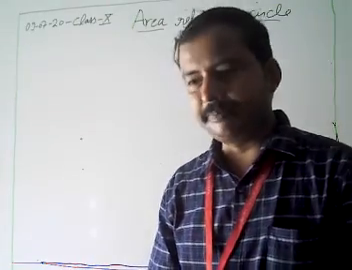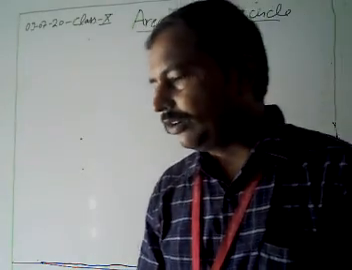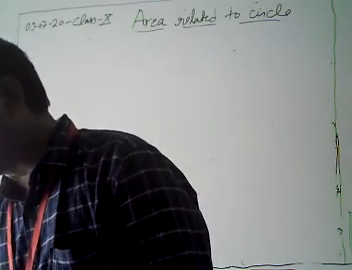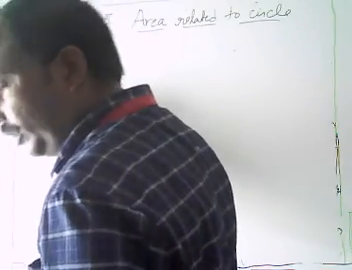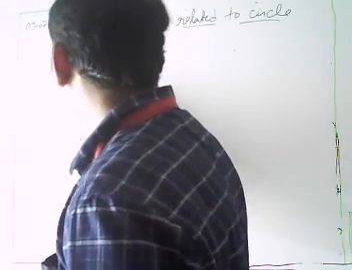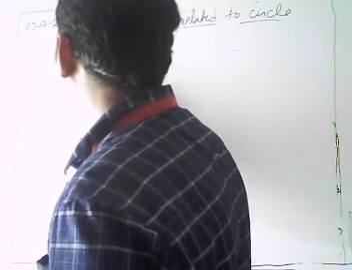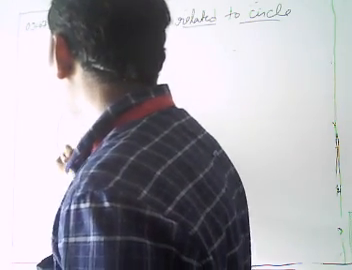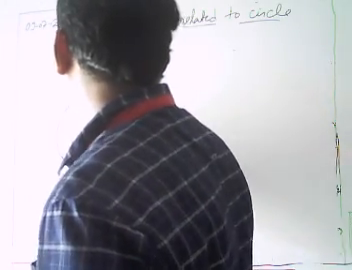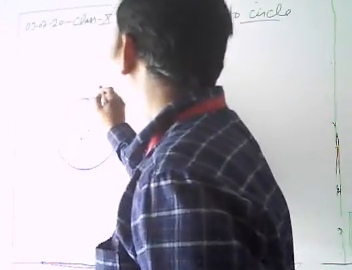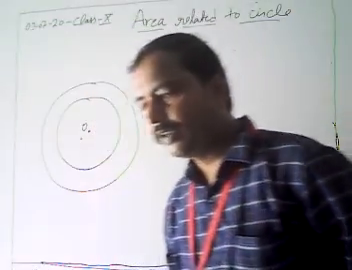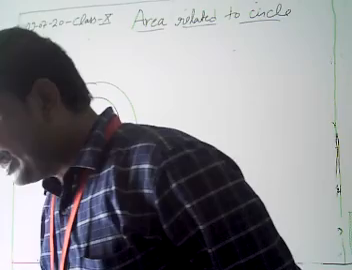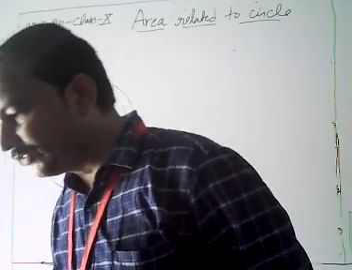Now today again we have some basic problems. Let's start with the first problem. It's given that a racetrack is in the form of a ring. Suppose this is our center. Now we have to mark another center here. This is our center. Now look, what is given? A racetrack is in the form of a ring whose inner circumference is 352.